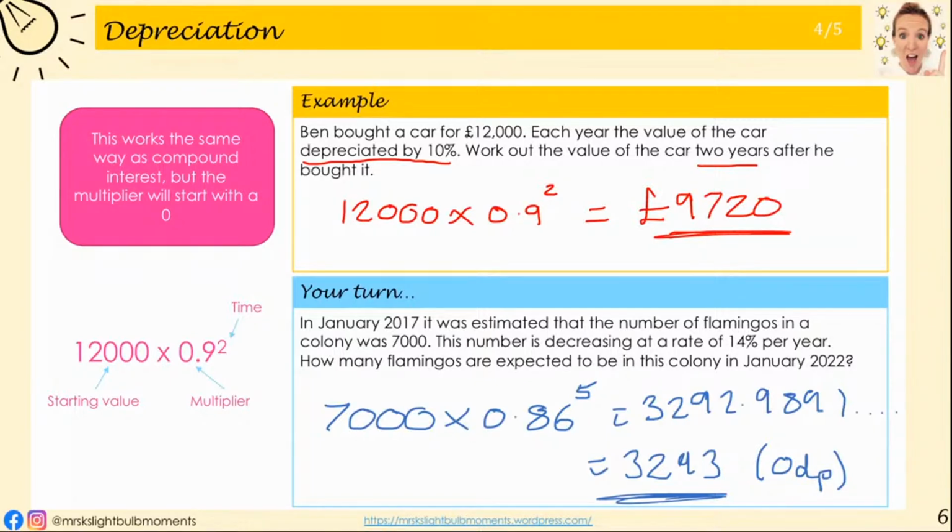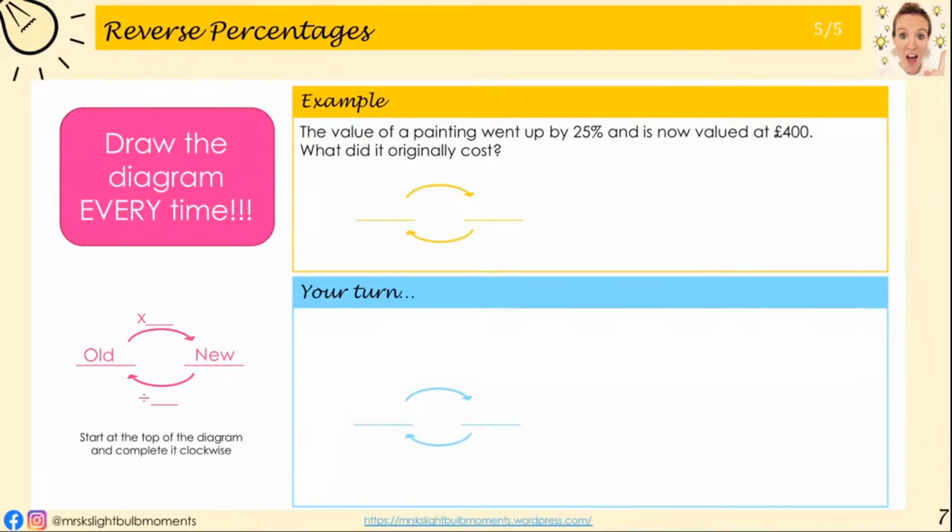Let's try our last percentage review, and this one is going to be reverse percentages. So let's have a go at this, and then you've got some time to practice yourself. Now just have a look at the formula down the bottom there, or the diagram. I've written in big pink there, draw the diagram every time. I say this right the way through to my year 11s, right the way through to their exam, because it's so easy to get it wrong.